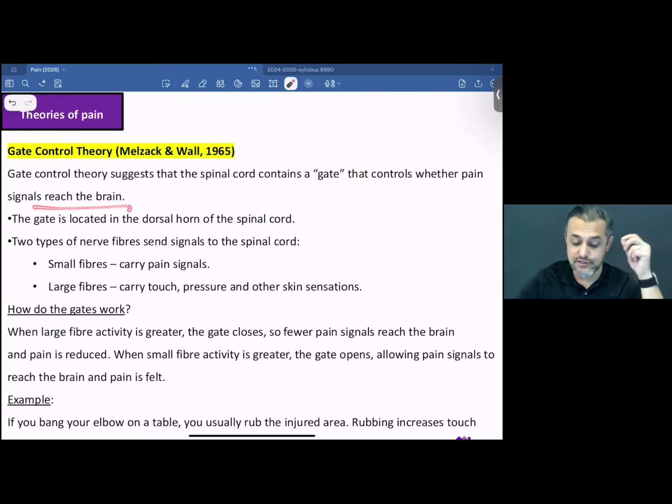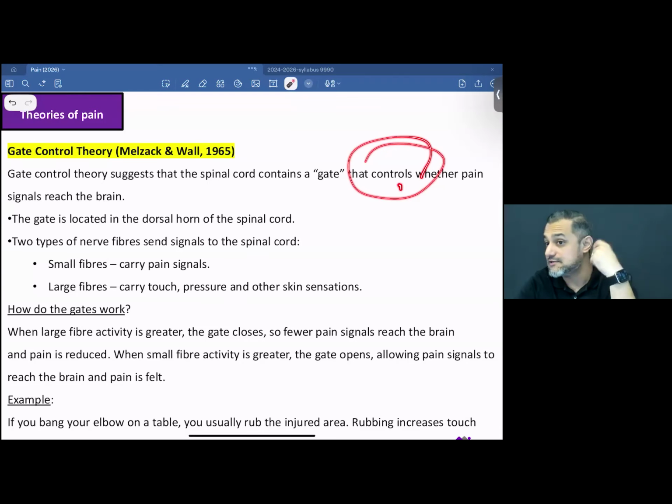So according to this gate control theory, we're talking about our spinal cord. हमारे spinal cord के अंदर एक gate लगा हुआ है, not a literal gate, but yeah, हमारे spinal cord में एक gate है जो कि कंट्रोल करता है कि पेन के सिग्नल्स ब्रेन तक जाए या ना जाए. And of course, if pain signals are not traveling to the brain, that means you would not experience that pain.